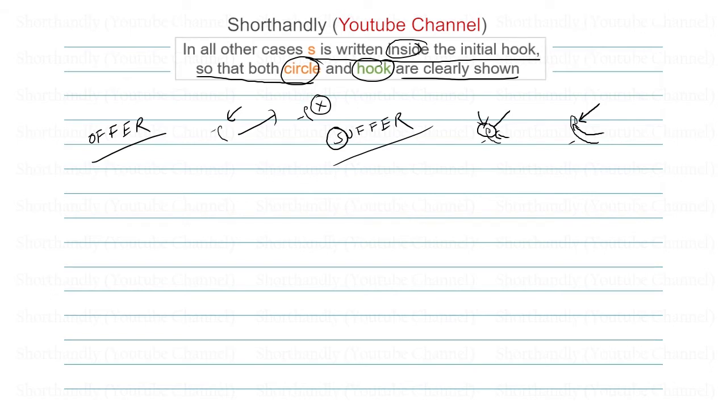Okay, so in part 1 we had a specific condition, so except that, in all other cases we'll be doing the same thing. So let's take another word called plies. So plies will be made like this, right? But what if we had the word supplies? So we'll do the same thing as we did here. We'll make the circle inside the hook so that both circle and hook are clearly shown. So the supplies word will be written like this. Alright, so that's how we do it.